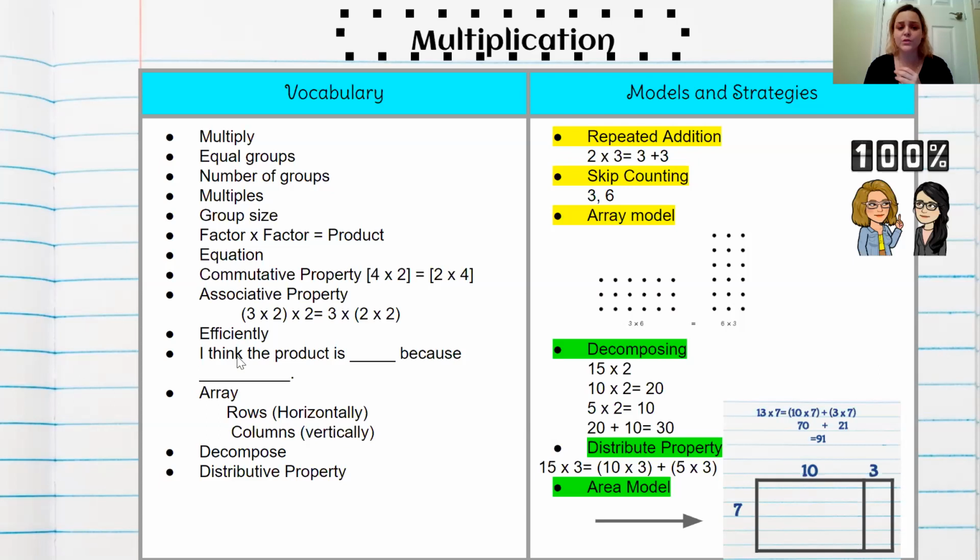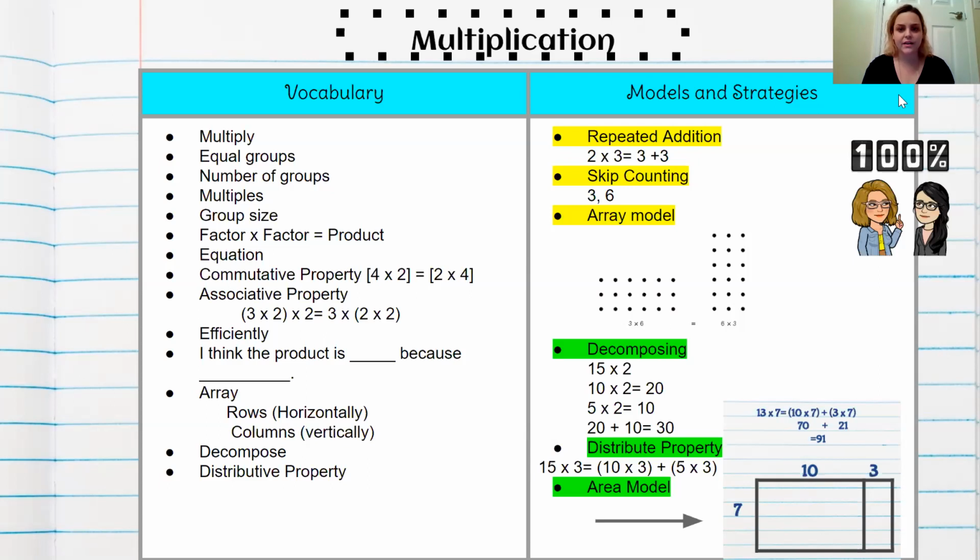So if we do 3 times 2 times 2, remember we said, well, if we multiply 3 times 2 first, that gives us 6. Then we multiply it by 2, that gives us 12 on this side of the equation. And here, if I multiply 2 times 2, it gives me 4. And then I multiply it by 3, and that also gives me 12. So it doesn't matter the order in which you multiply. The word efficiently. And remember, a sentence I always want you to use is: I think the product is because. Array, rows, horizontally, columns, vertically, decompose, and then our newest addition to our anchor chart, the distributive property.